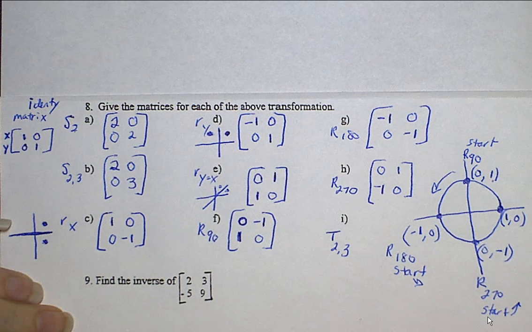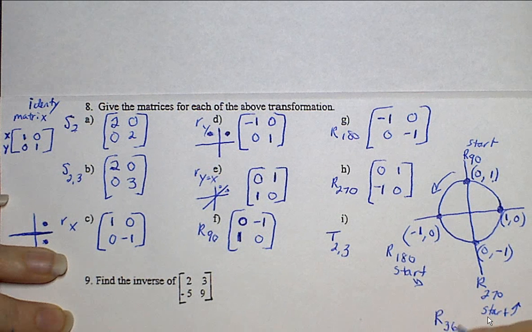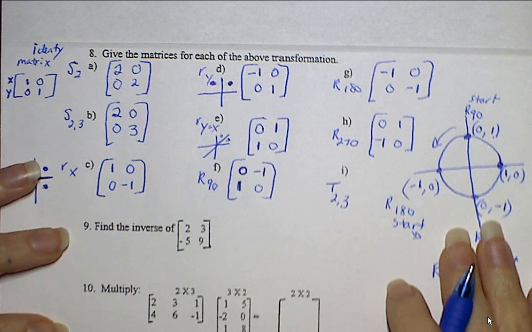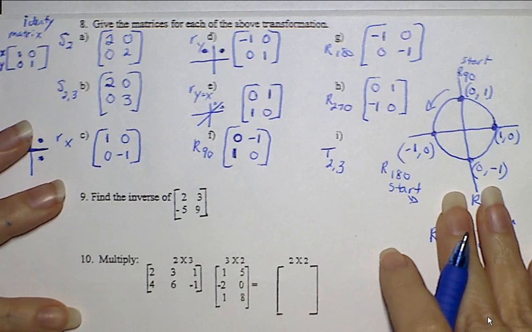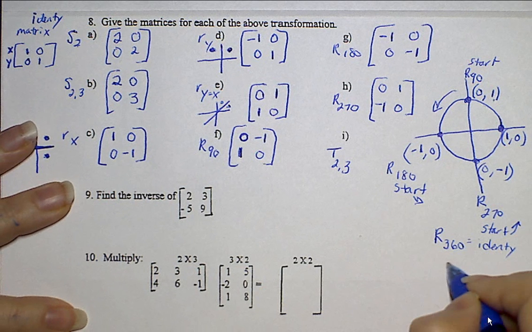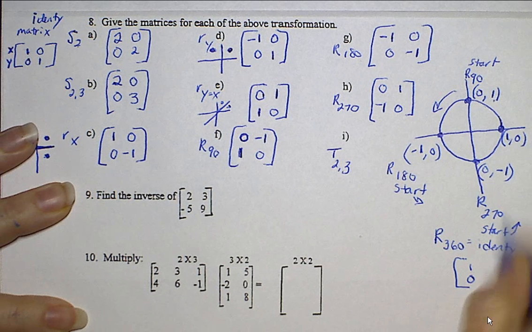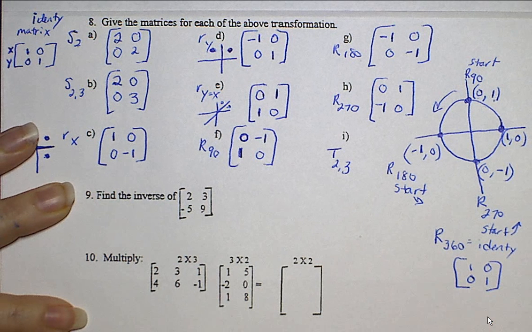Alright, if you had the rotation of 360, remember that that also equals your identity, because we're back where we started from. That's why it's your identity, so it's back where you started from. And so if we had that, the rotation of 360 would be your identity, which would be 1, 0, and 0, 1.